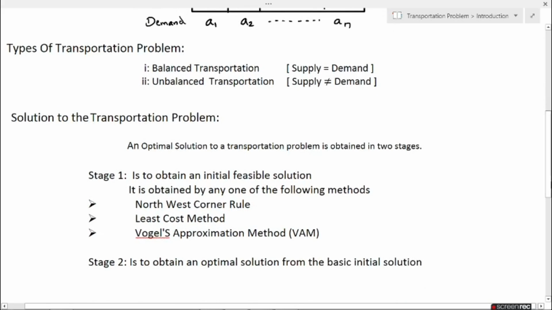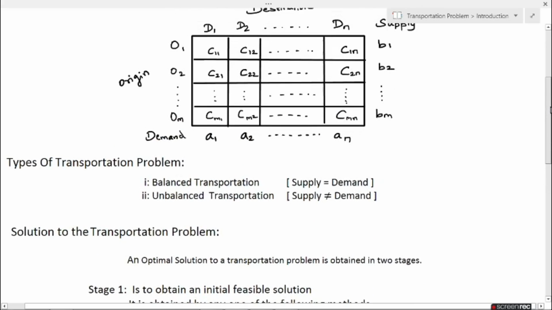Next, types of transportation problem. There are two types of transportation problem. First one is balanced transportation. Balanced transportation means supply value is equal to demand value. That is, we have to add the supply values, that is B1 plus B2 and so on, BM. That total should be equal to A1 plus A2 and so on, AN. Then it is called balanced transportation. If supply is not equal to demand, then it is called unbalanced transportation.